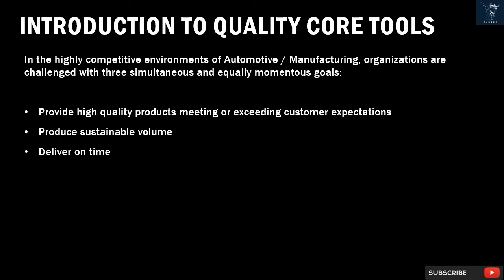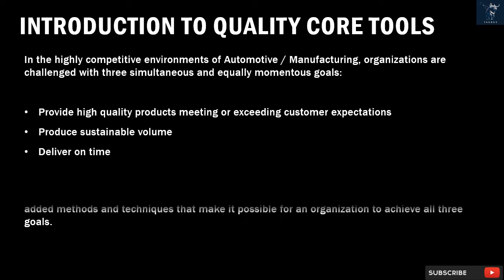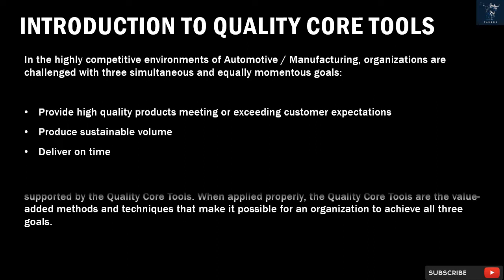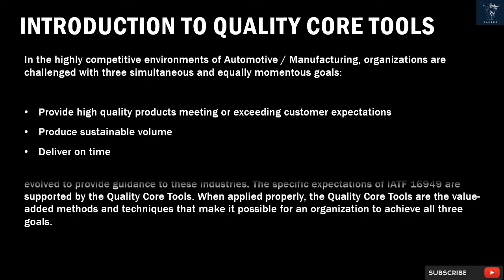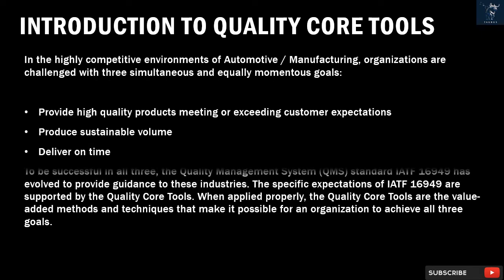The Quality Management System (QMS) standard IATF 16949 has evolved to provide guidance to these industries. The specific expectations of IATF 16949 are supported by the quality core tools. When applied properly, the quality core tools are the value-added methods and techniques that make it possible for an organization to achieve all three goals.